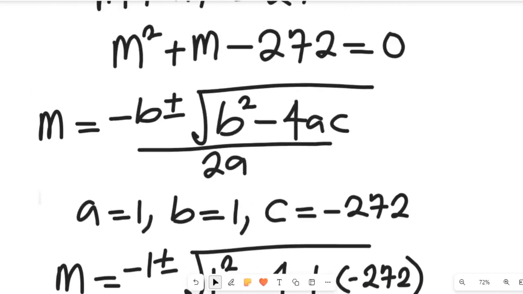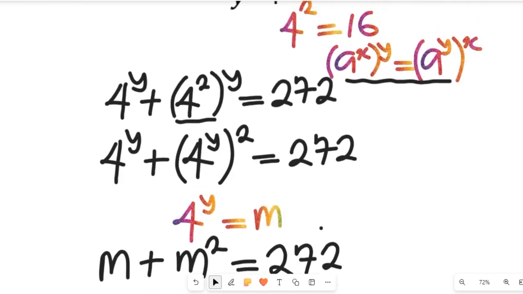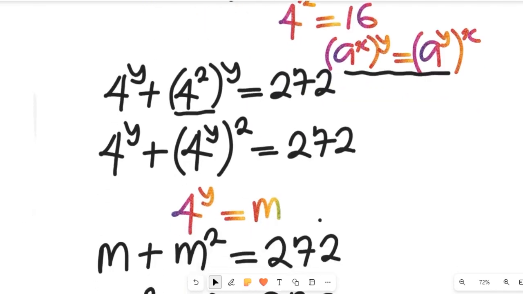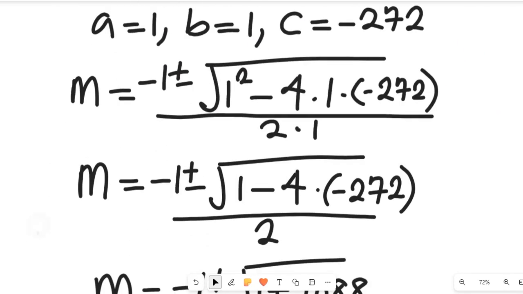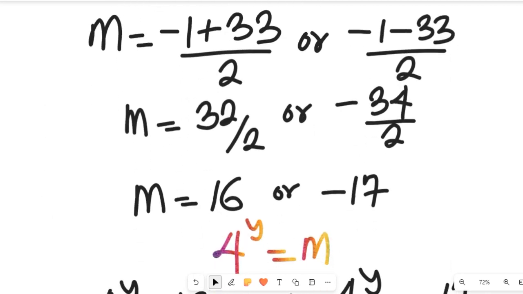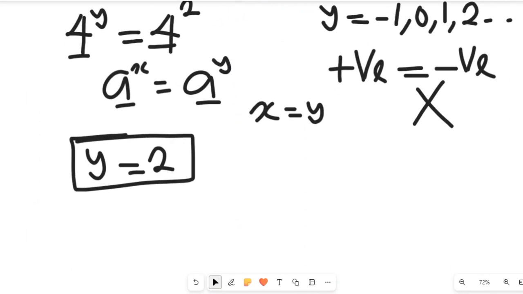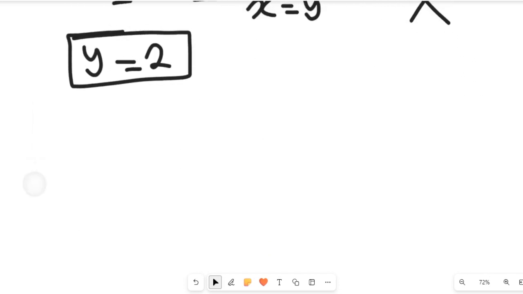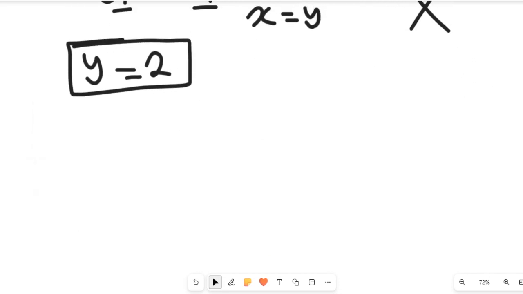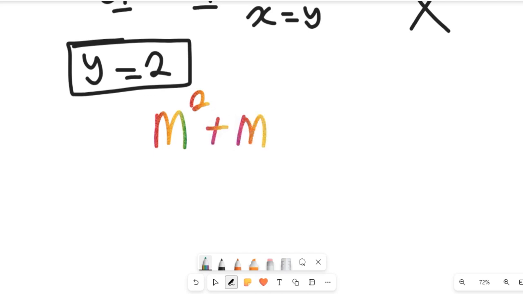Now I want to give you a task, but before I give you that task, I want to show you how you can solve this quadratic equation using the factorization method, in case you don't want to use the quadratic formula. Now, what was the quadratic equation given? We are given that m squared plus m minus 272 is equal to 0.